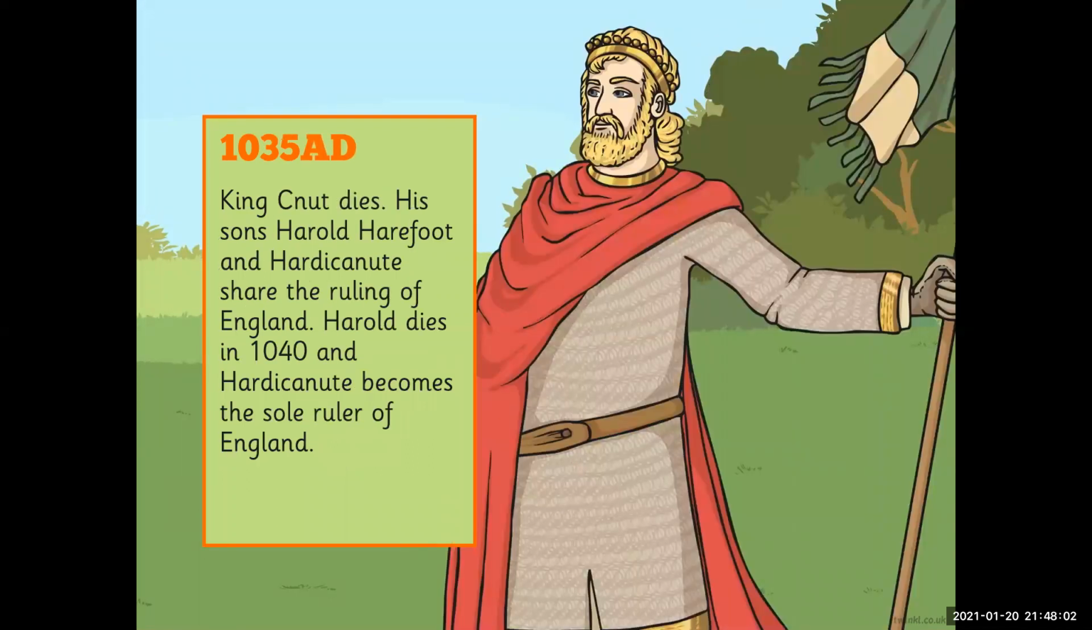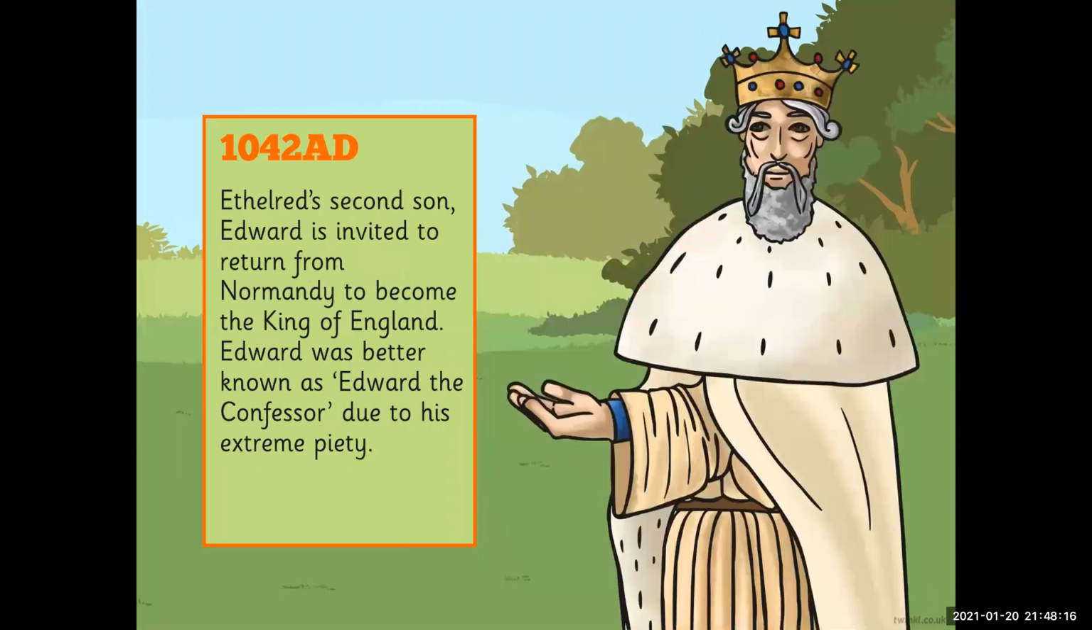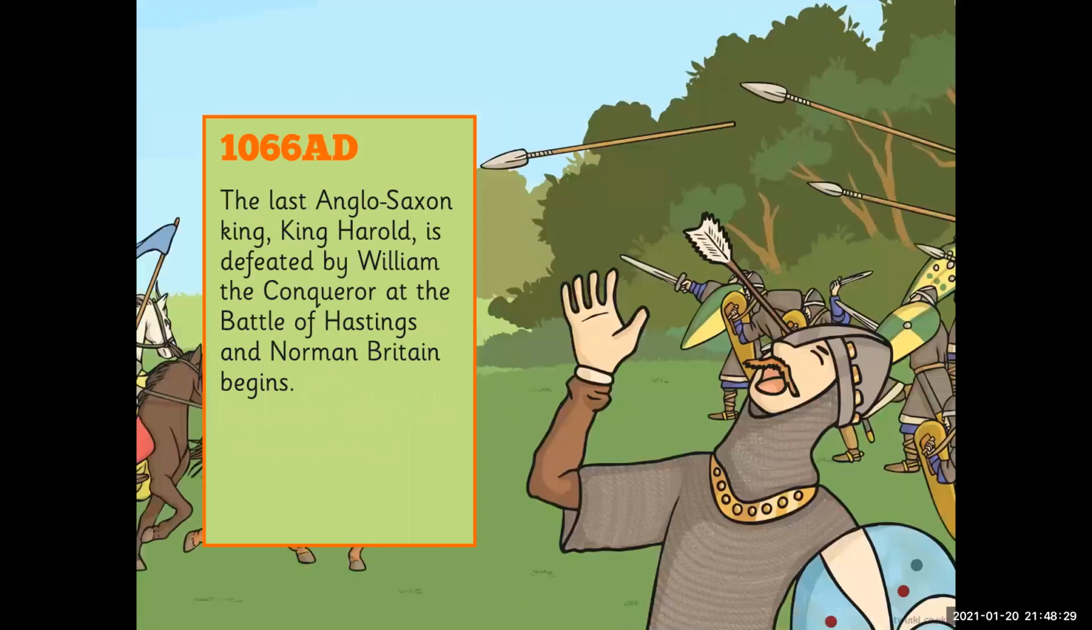In 1035 AD, King Nut dies. His sons Harold Harefoot and Hardicanute share the ruling of England. Harold dies in 1040 and Hardicanute becomes the sole ruler of England. In 1042 AD, Ethelred's second son, Edward, is invited to return from Normandy to become the King of England. Edward was better known as Edward the Confessor due to his extreme piety. In 1066 AD, the last Anglo-Saxon king, King Harold, is defeated by William the Conqueror at the Battle of Hastings, and Norman Britain begins.